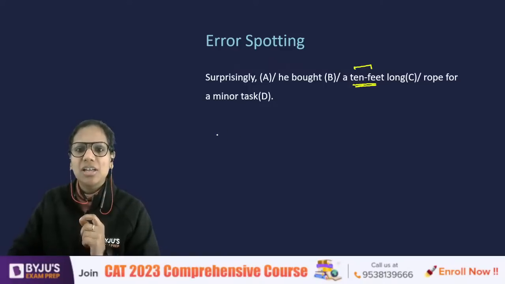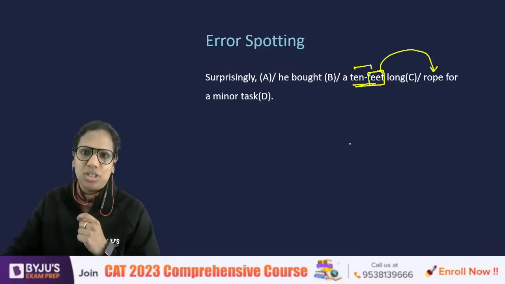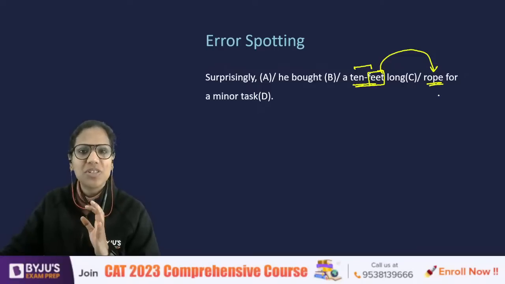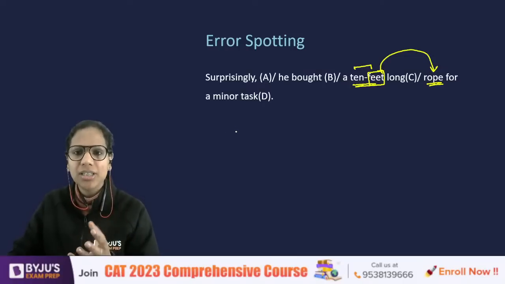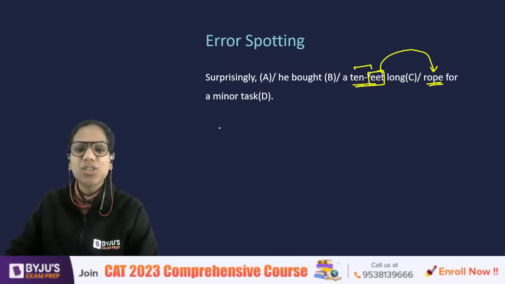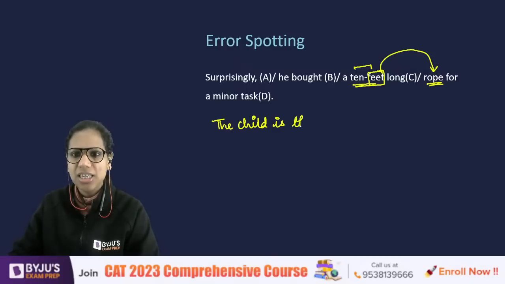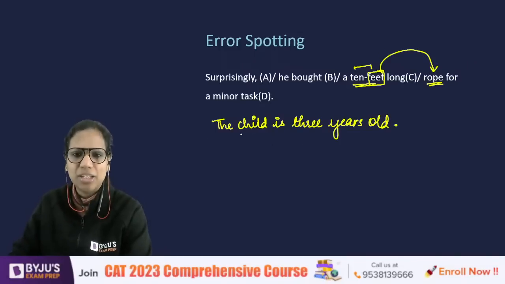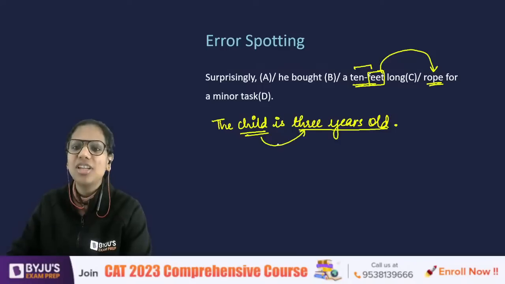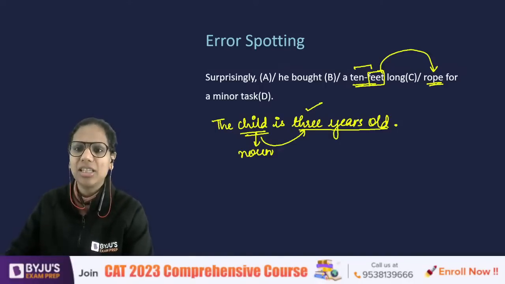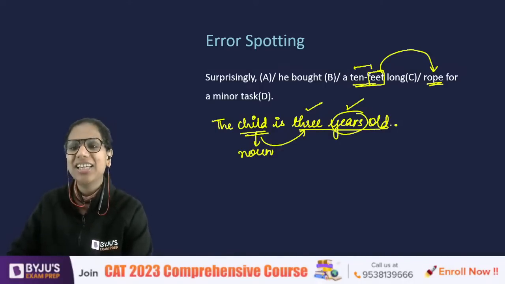Because when we place such adjectives that have a measure before the noun, okay, before the noun. So rope is the noun here, which is being described. So for instance, let's talk about a child who is 3 years old, right? So I will say the child is 3 years old. So here I will write it in the usual manner when the adjective comes after the noun child. 3 years. Years will be plural here, right?